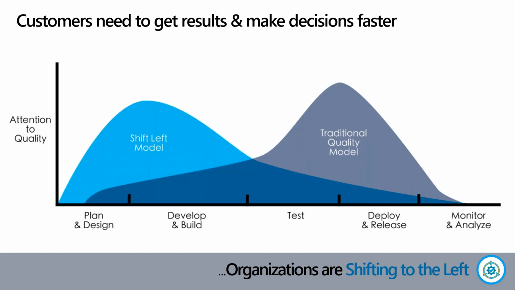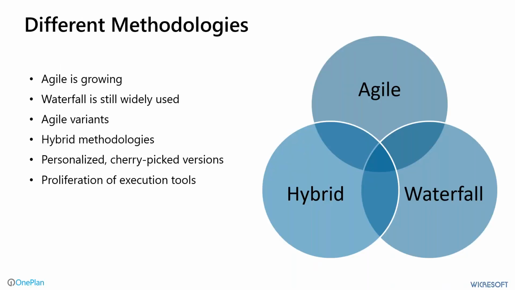These agile approaches are becoming more and more in vogue and taking hold, especially in things like software development and new product development. And organizations and the analysts will tell you that organizations are continuing to shift further and further to the left. Now, this means different methodologies are being used. So Agile is growing. Waterfall, though, is still widely used in more traditional projects. And there's other Agile variants that people are using, or they're using some hybrid methodologies where they're using a combination of Agile and Waterfall. Some people call it Scrum Fall or things like that. And ultimately, a lot of folks use personalized cherry-picked versions of all the above.